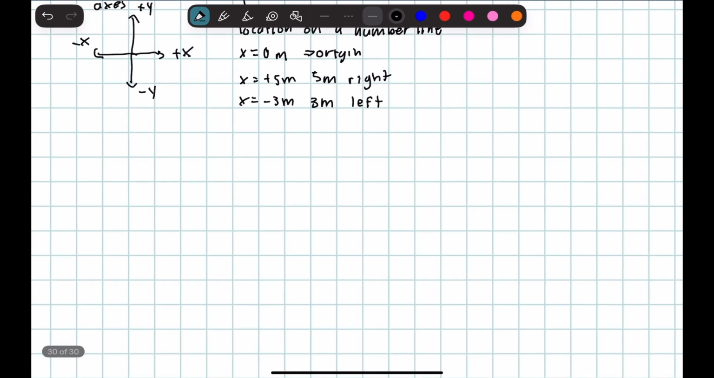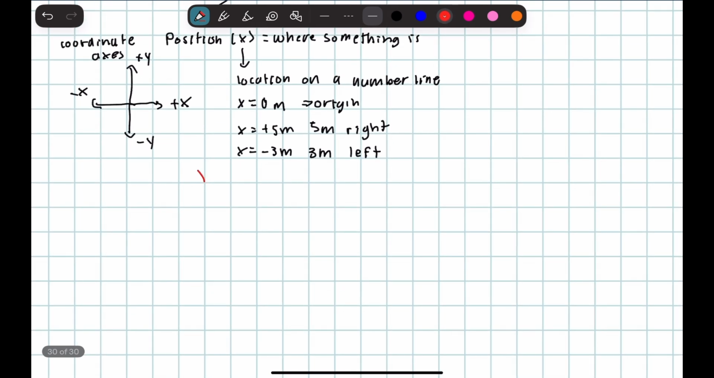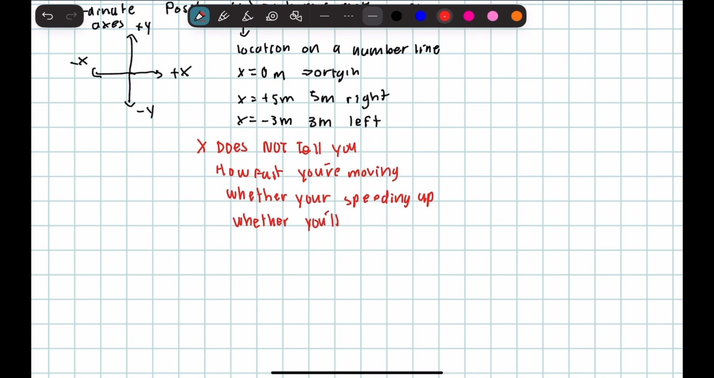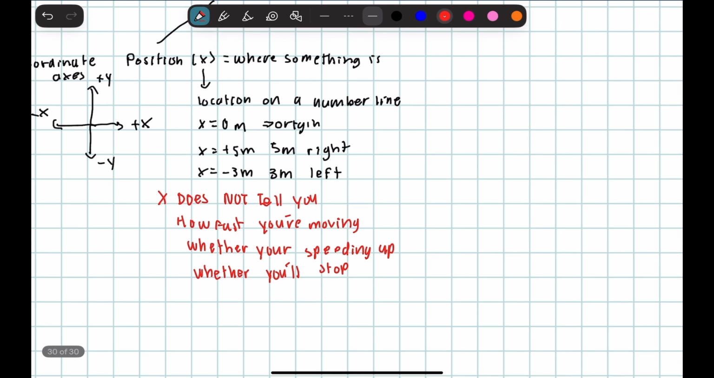Now, what does position not tell you? There are a lot of things that people get wrong about position. Position does not tell you how fast you're moving, whether you're speeding up, or whether you'll stop. It's just where you are.